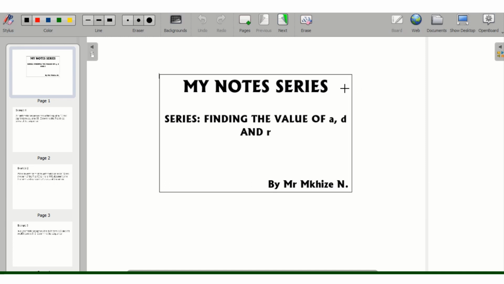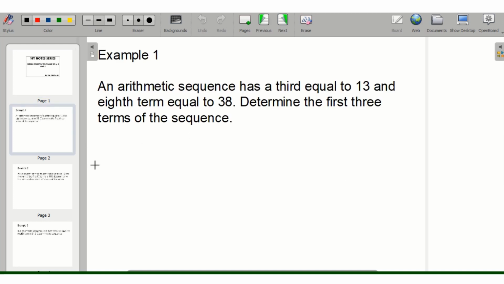Hello. So in this video, we are interested in finding the value of a, d, and r simultaneously. There will be cases, like in these few examples that we are going to do together, where you will be given a statement, and from this statement you'll be asked to determine the series. So they are saying an arithmetic sequence, or it could be a series, it doesn't matter, has a third term equal to 13 and eighth term equal to 38.